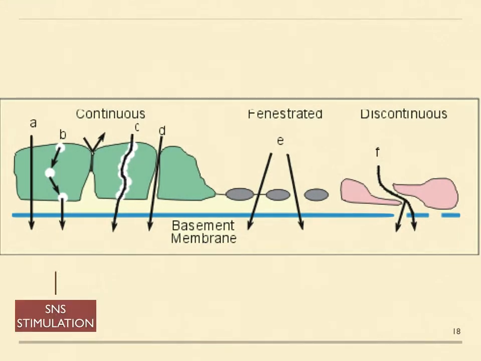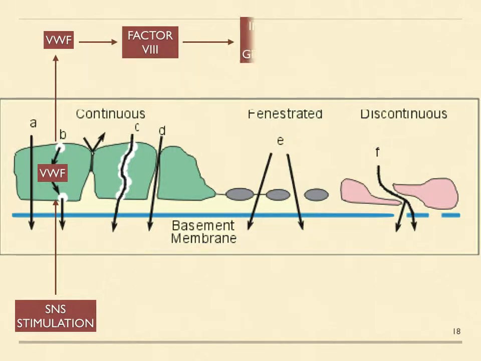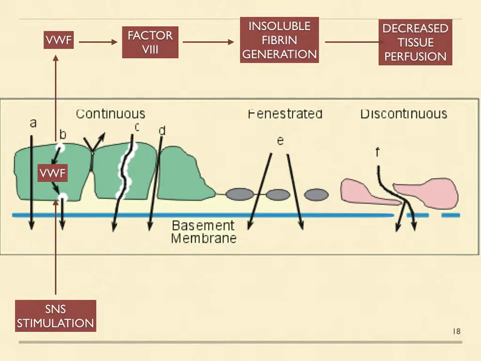Sympathetic nervous system stimulation causes the vascular endothelium to release von Willebrand factor into flowing blood, which exaggerates factor VIII activity and increases insoluble fibrin generation in capillaries and flowing blood. This has widespread effects. Insoluble fibrin increases blood viscosity and inhibits tissue perfusion. The intense sympathetic nervous system stimulation activates capillary hemostasis and causes infarction.